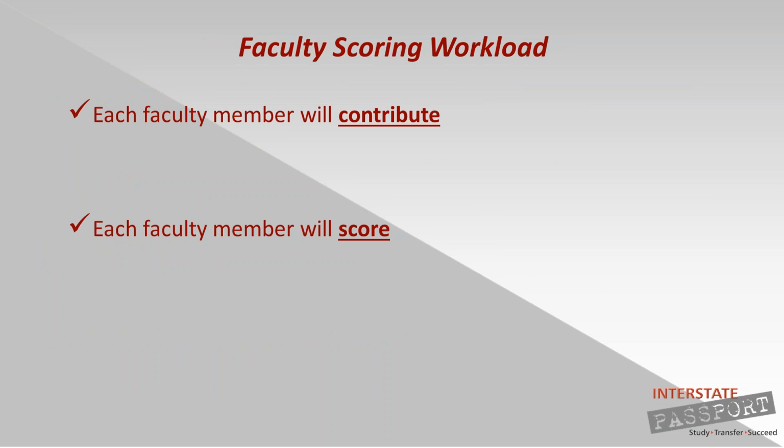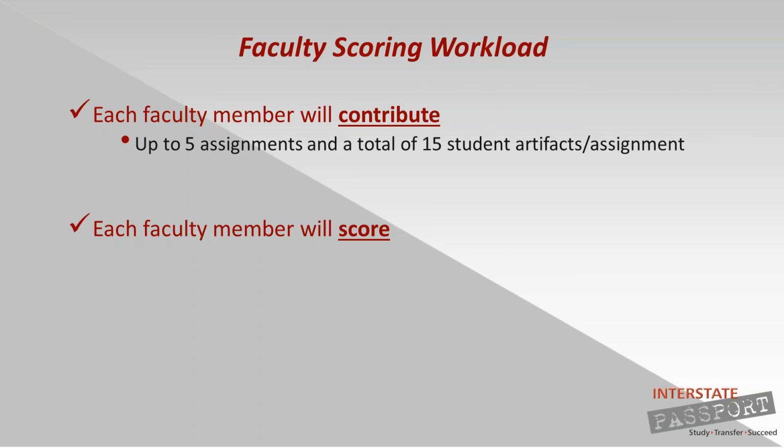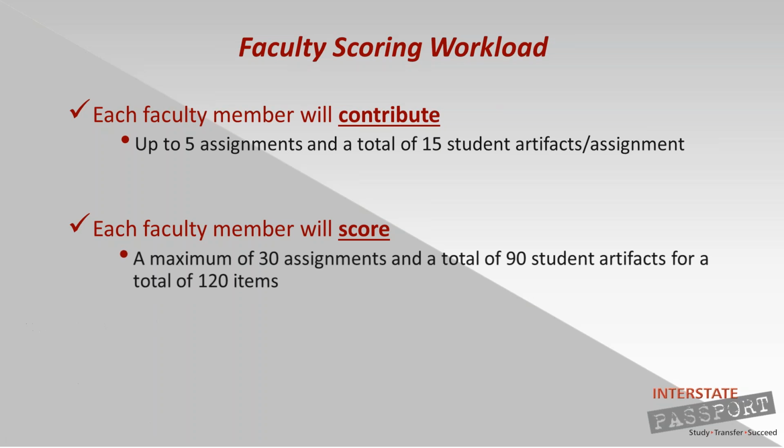So let's summarize now the faculty scoring workload. Each faculty member is going to contribute up to 5 assignments and a total of 15 student artifacts per assignment if the faculty member's assignment is selected as one of the top 2 from their institution for a particular learning outcome. And each faculty member will score a maximum of 30 assignments, 5 from each institution, and a total of 90 student artifacts, 15 from each of these 6 institutions, for a total of 120 items. So that will be 30 assignments and 90 student artifacts scored by each faculty member.